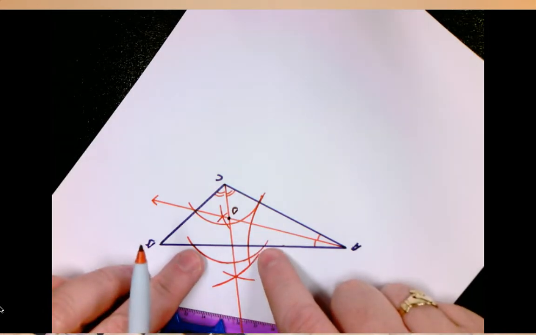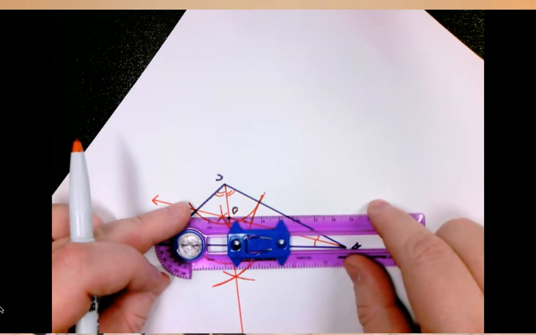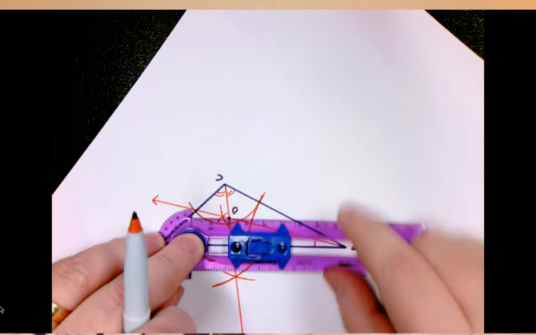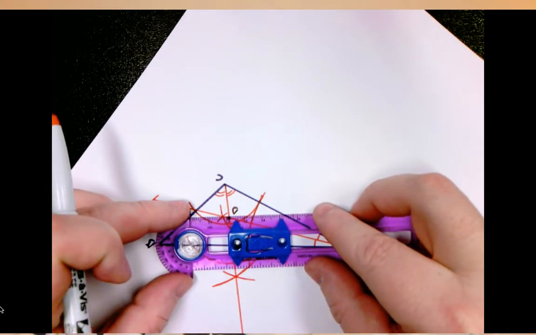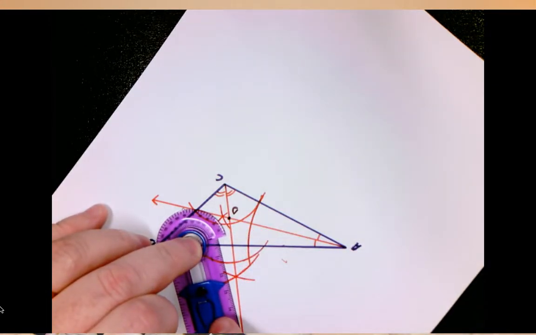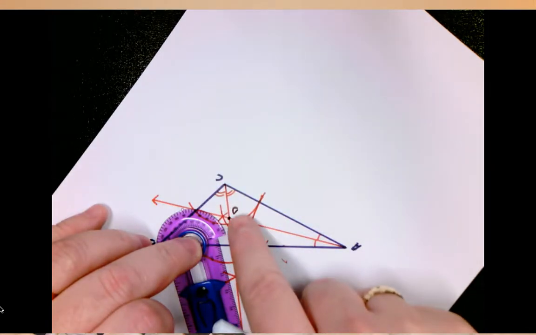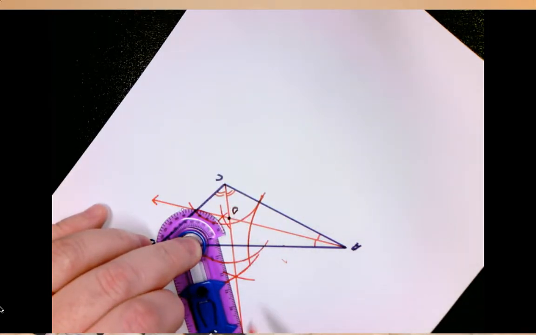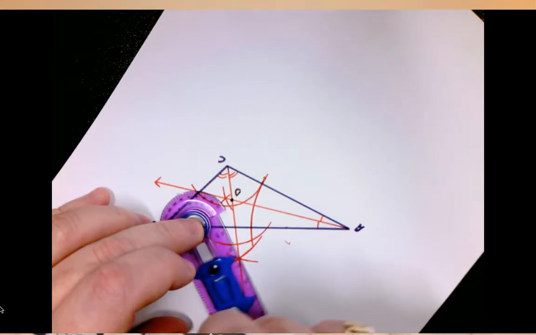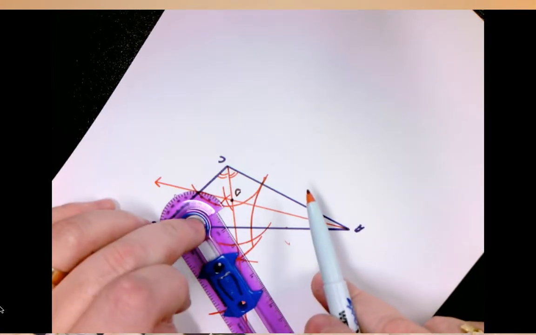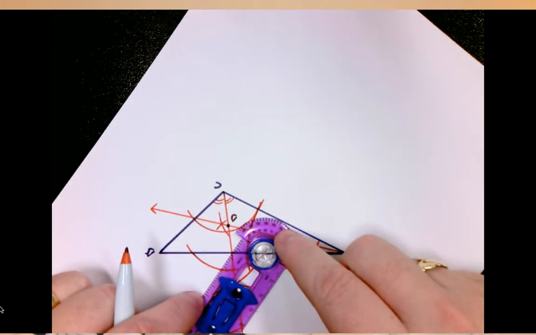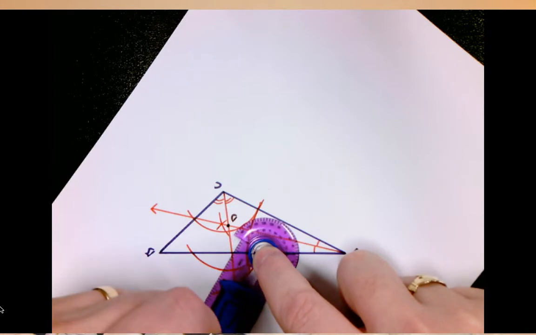Now that I have these 2 points, I can draw 2 arcs. And I only need to draw the 2 arcs down below here. I don't need to draw the arcs up above because I already have point D that I'll be able to connect with. So I'm going to draw an arc down here. Come to my other intersection. And I'll draw an arc here.